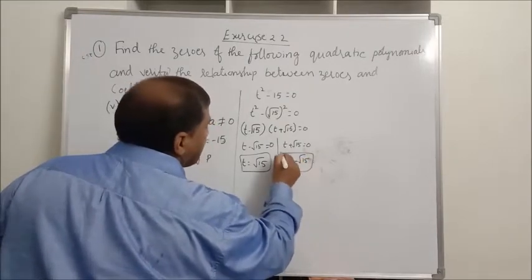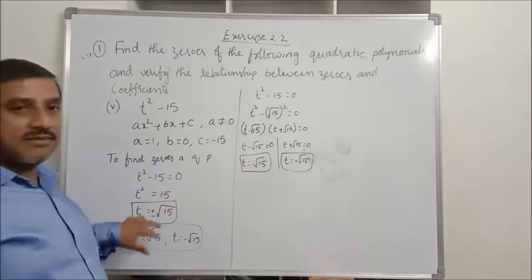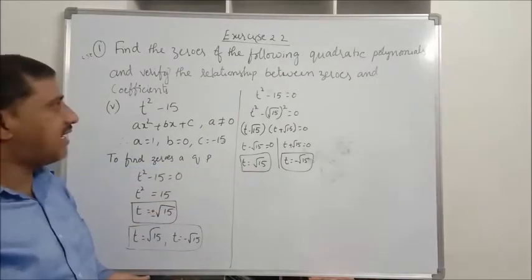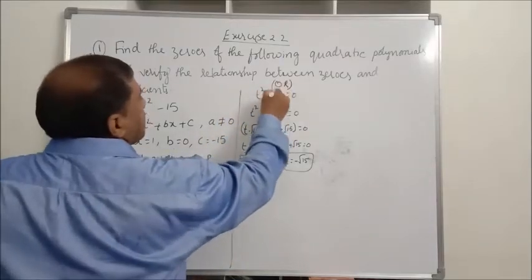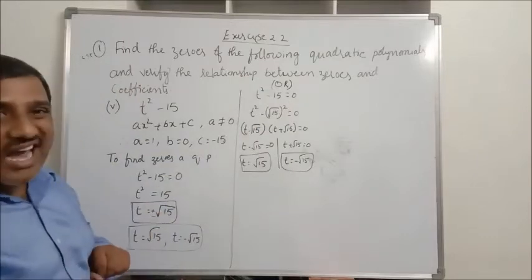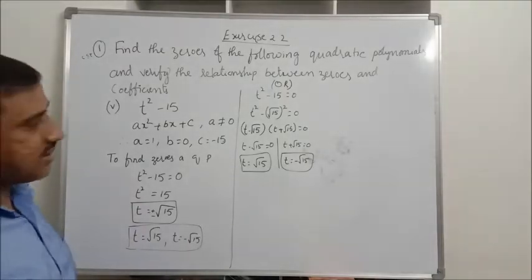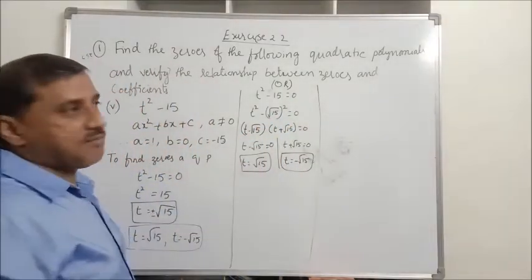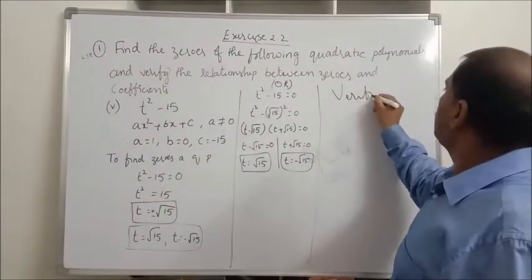So this method is by using the algebraic identity. This is the direct method we applied here. You can choose any one method, it is not required to use both. Now we found the zeros of the quadratic polynomial. Next what we have to do? We have to verify the relationship between the zeros and the coefficients. How to verify that relationship?